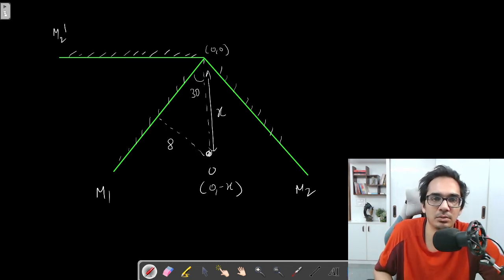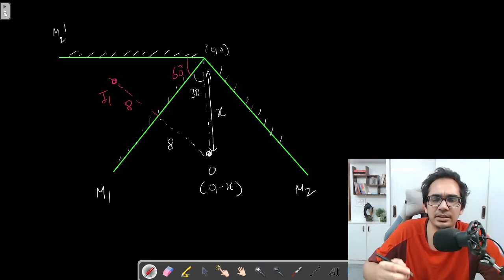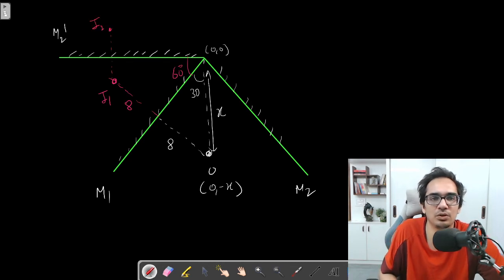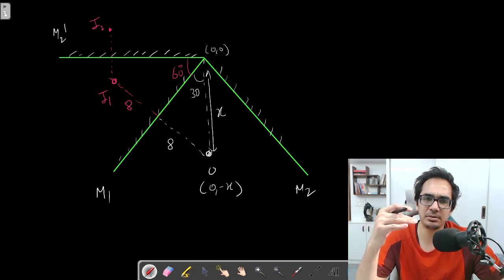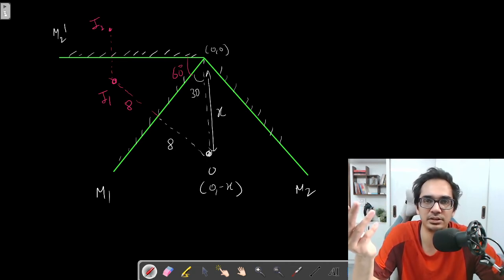Okay, what about the angles? So this full angle is 60 degrees. Now just draw the images. So this is the object. One image in M1, the direct image, is like this. The direct image will be formed here, I1. This is at 8 also. And then from this image, you will get another image here. This will be I2. That's how you solve it. So first the direct image, then in the reflection of the mirror, draw the image, that is I2, the second image.